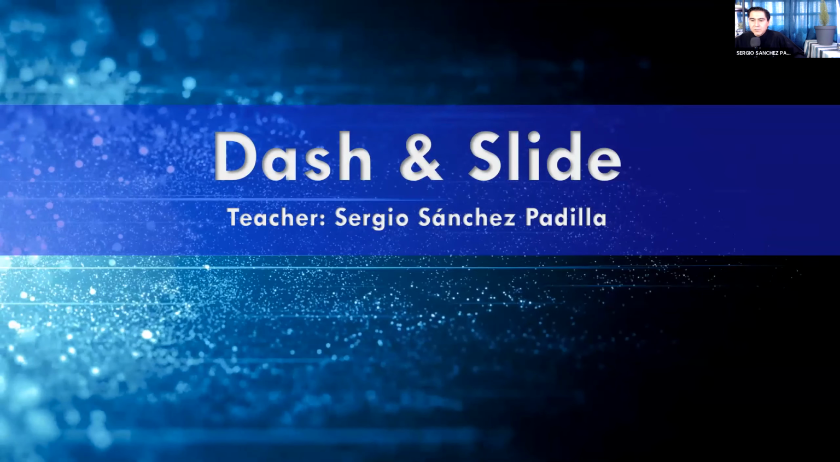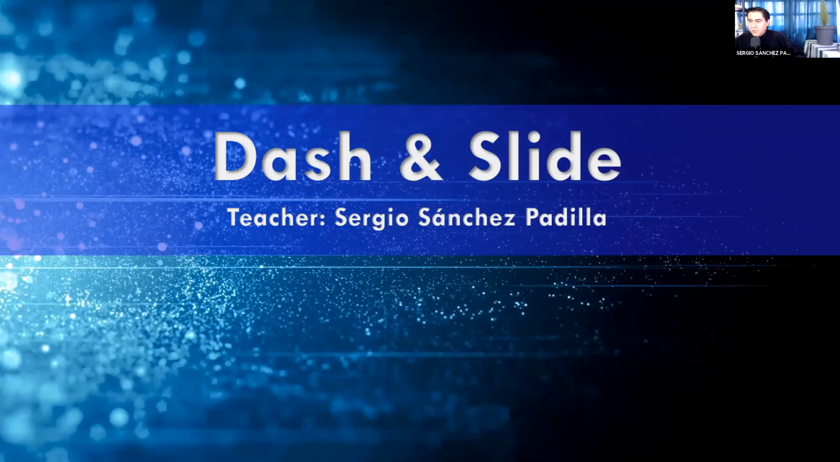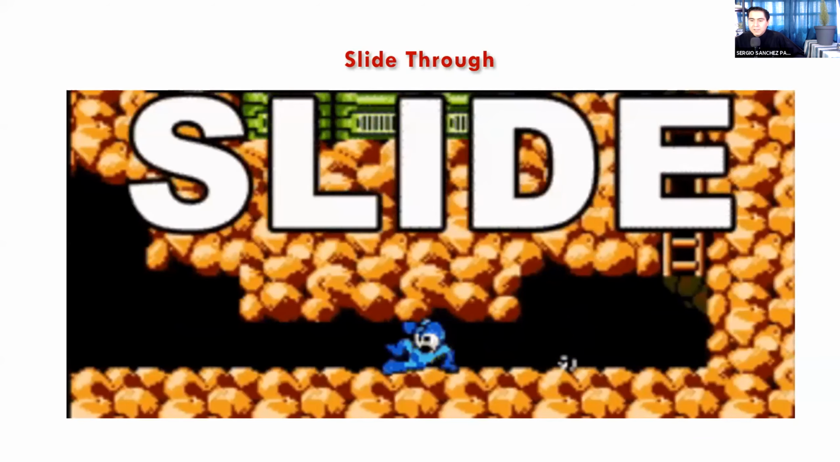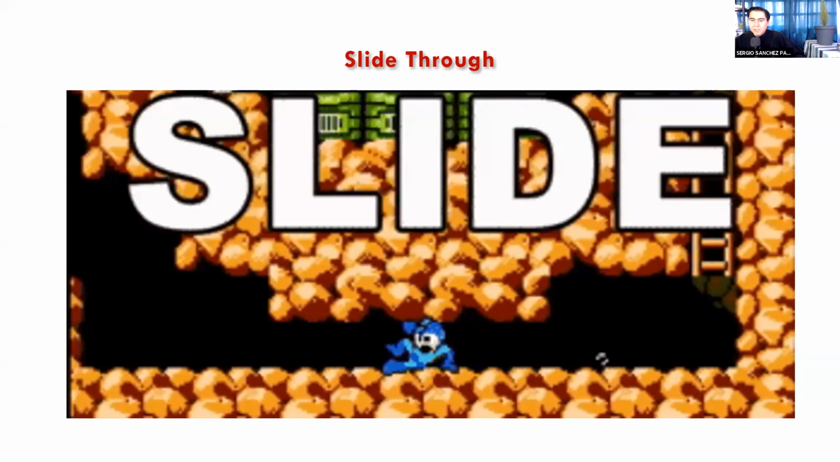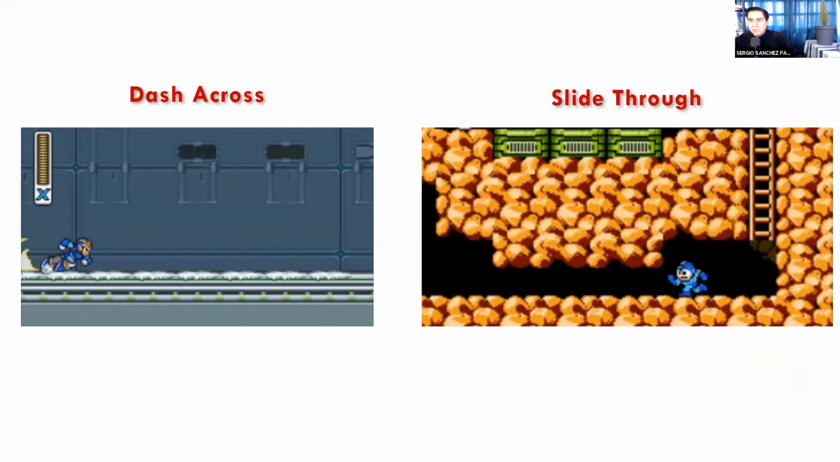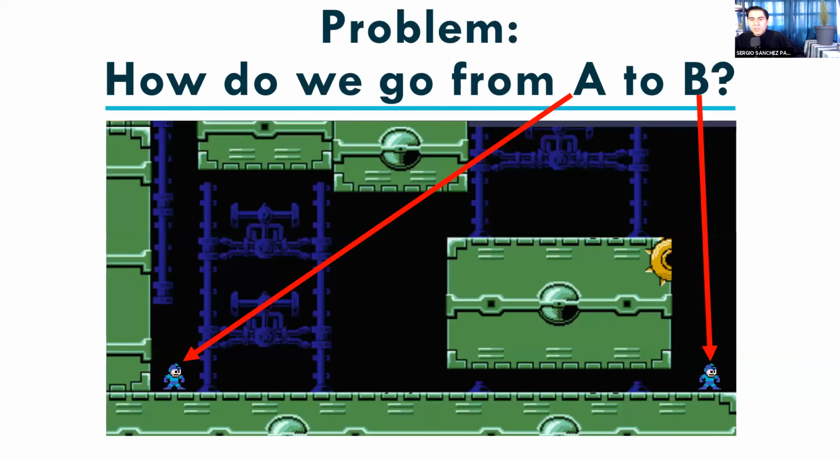So my first two examples, dash and slide, what are my stimuli? This is the first one, dash across, and slide through. This is from a platformer called Mega Man. And here I compare both of them, dash across and slide through. These are materials that I've been developing for my high school Mexican students who are learning English as a foreign language. Problem: how do we go from A to B?